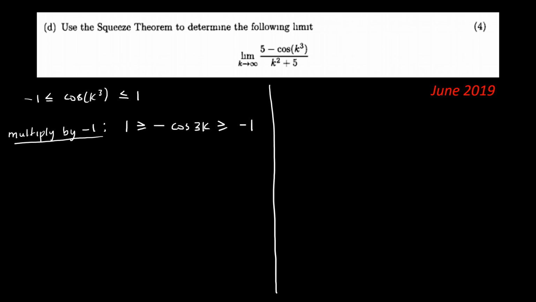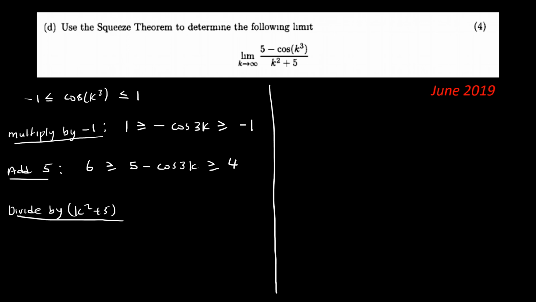So now what's the next step? The next step is add 5. Now you add 5 both sides. If I add 5 to my 1, I'm getting 6. If I add 5 to my cos, I'm getting 5 minus cos 3k. If I add 5 to my negative 1, I'm getting positive 4. Then the last step is divide by what? Divide by k squared plus 5. That's my last step. So I'll write it here.